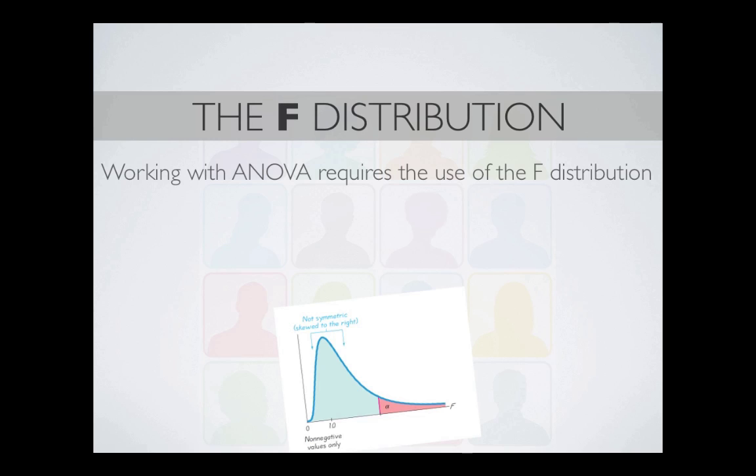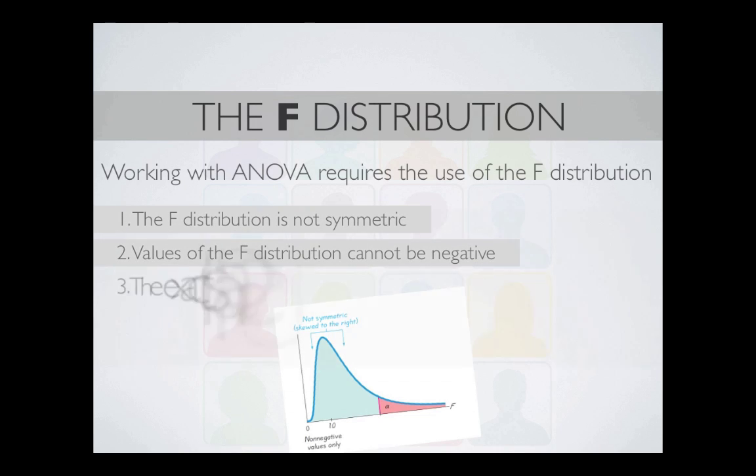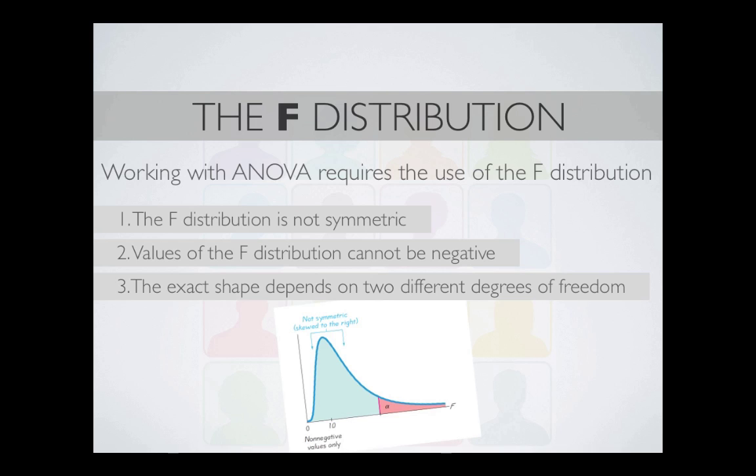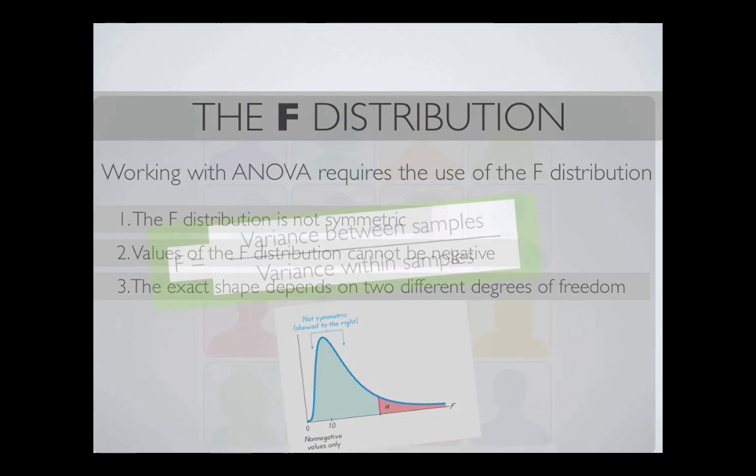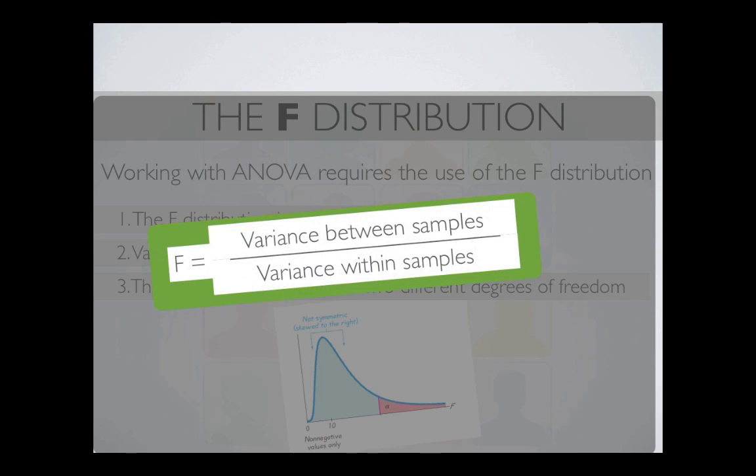This one is very similar to a chi-square distribution, where the F distribution is not symmetric. Also, the values of the F distribution cannot be negative, and the exact shape depends on two different degrees of freedom, a numerator and a denominator.